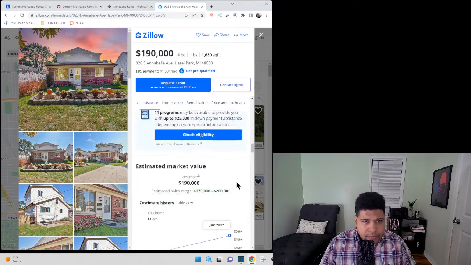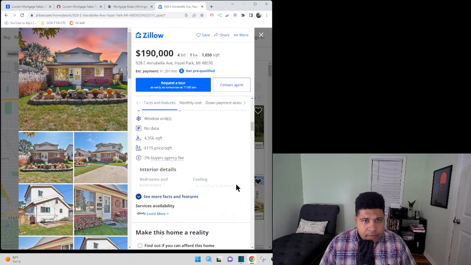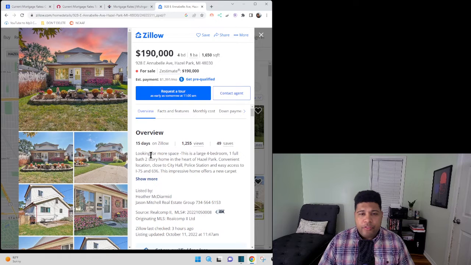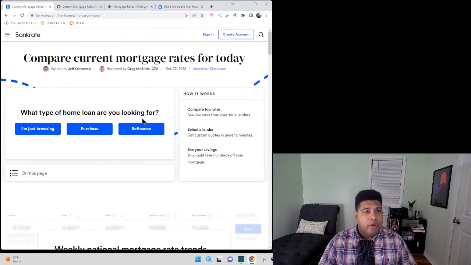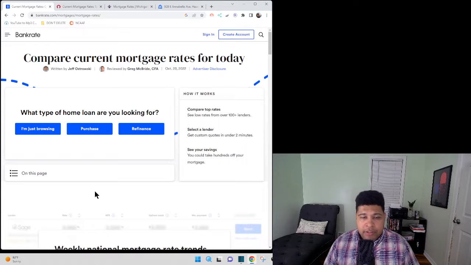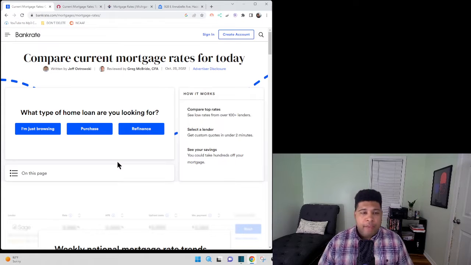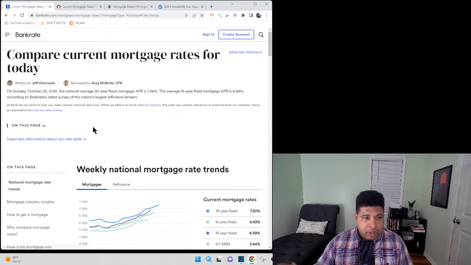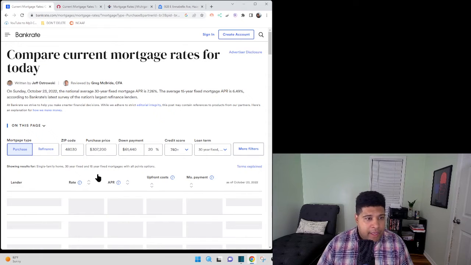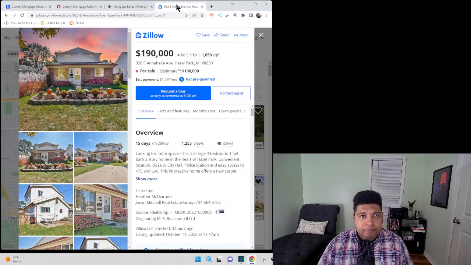And I want to show you something else here. Let's say you want to get a better idea for the price. You can go to Bankrate, and I'll put this in the link. This is great if you're looking to purchase or refinance and you just want an idea of the payment. You can type in either one. Let's just do this example. Let's hit purchase here, and then put in the zip code of the home.